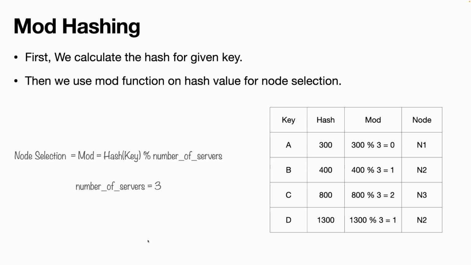So let's take an example. I am taking 4 keys: A, B, C and D. I used some hashing algorithm, calculated the hash, and then performed the mod function using the number of servers equal to 3. The outcome of the mod function is 0, 1 and 2. 0 means node n1, so A will be served by n1. 1 means node n2, so B and D will be served by node n2. 2 means n3, so C will be served by n3.